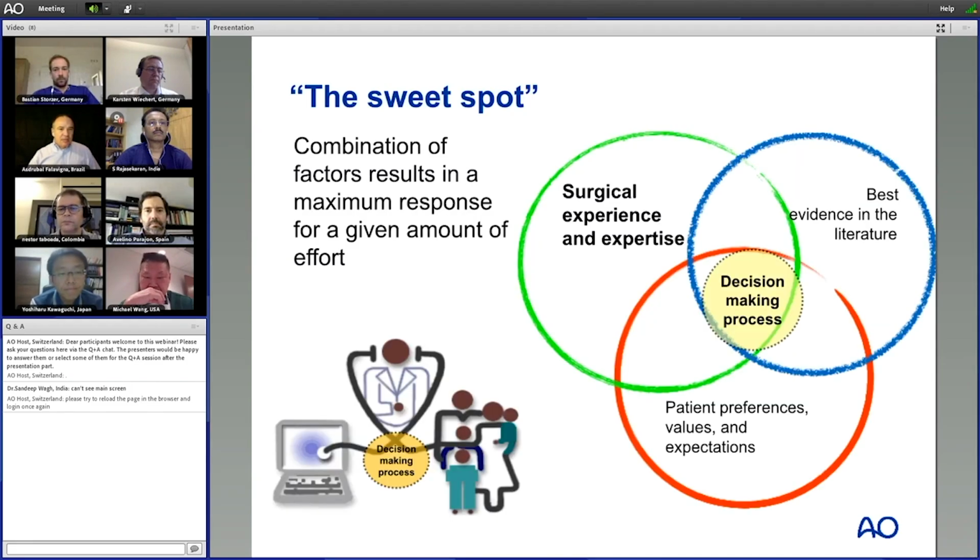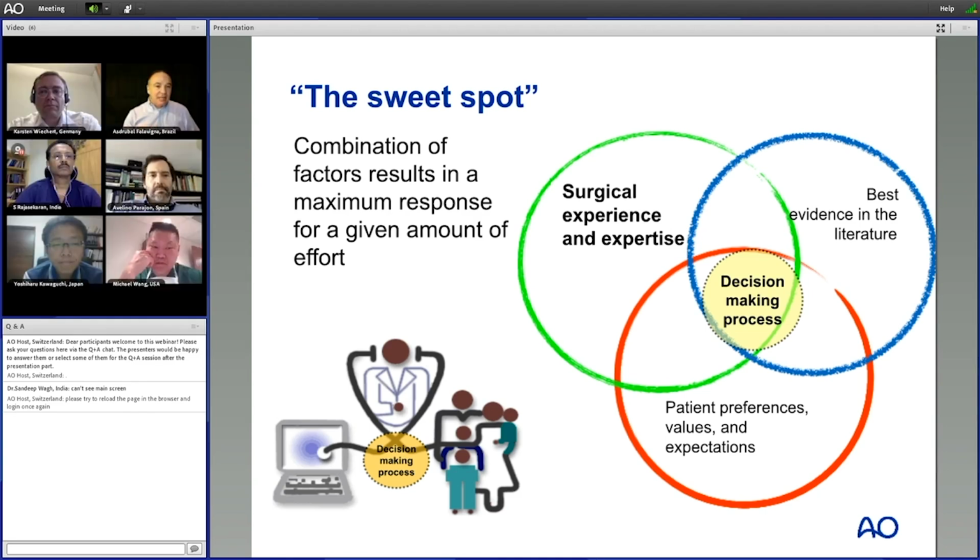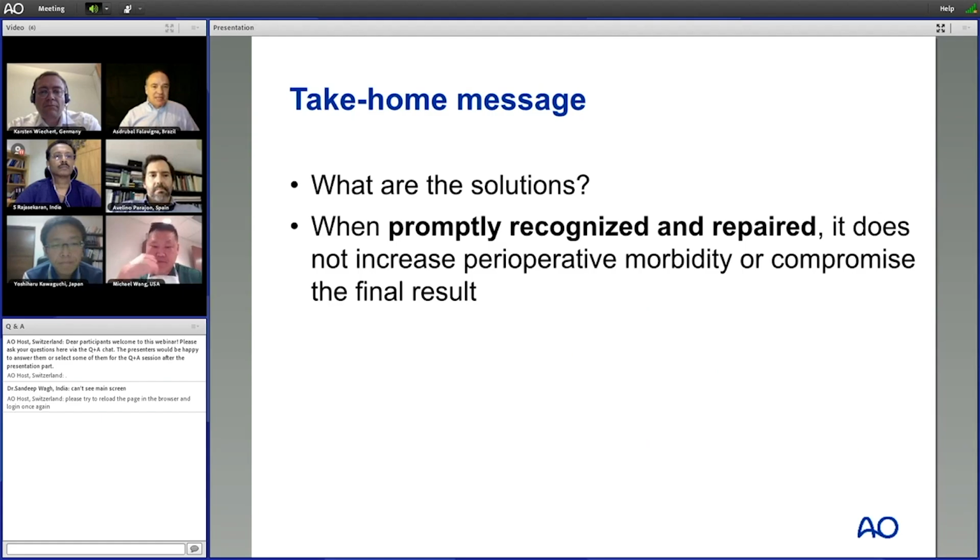So the take-home message is that in this situation, there is little evidence in the literature. The patient has high expectation, and the surgeon's experience is the main and the only option. So at the end, prompt recognition and meticulous repair are the solutions.